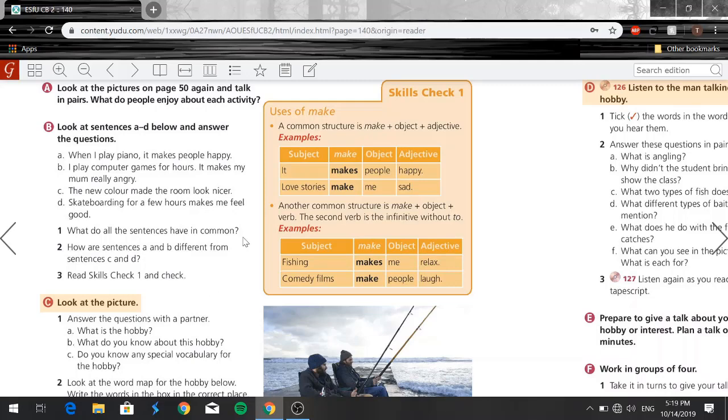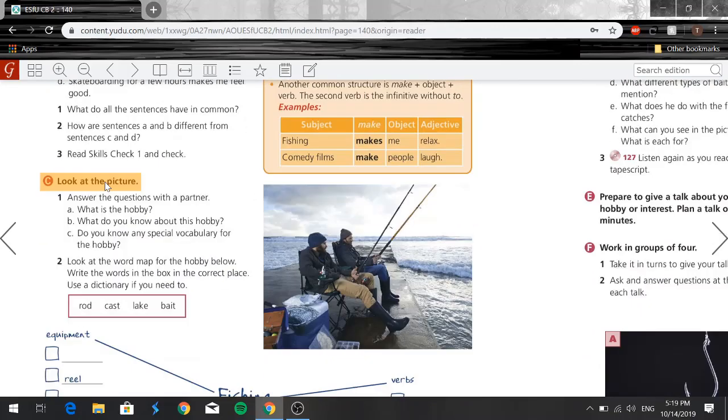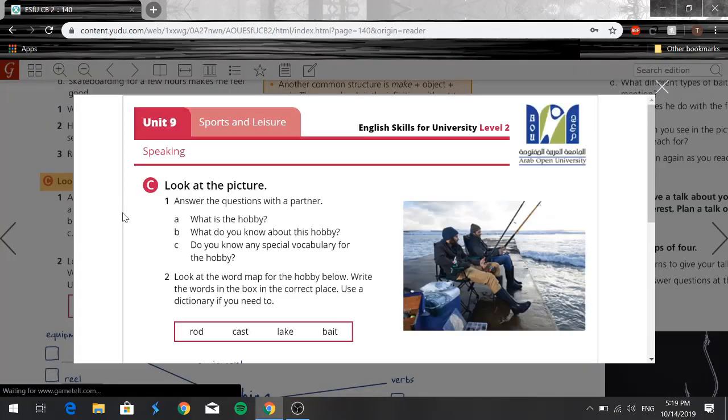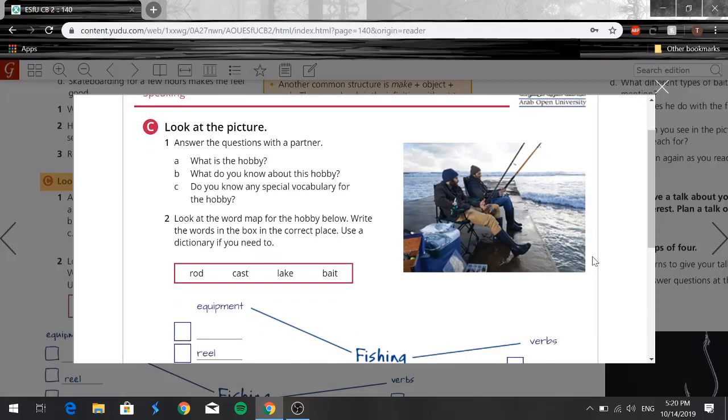Okay? Now let's go to exercise C. Look at the picture. Let me actually open this. Okay, so what do we have here? Answer the questions with a partner. Okay, so what is the hobby here based on the picture? What do you guys think? Well, this looks like it's fishing, right? What do you know about this hobby?